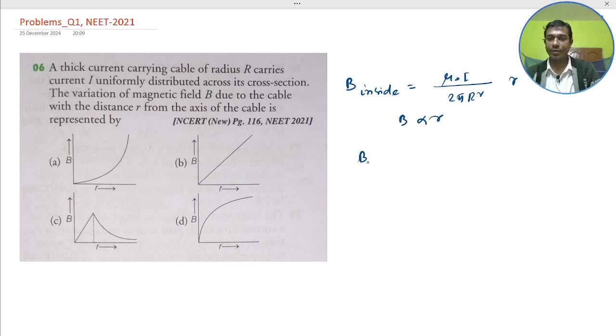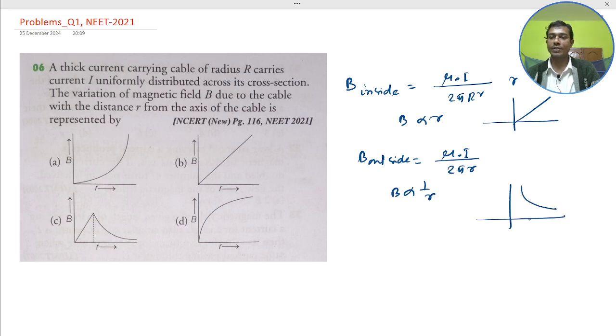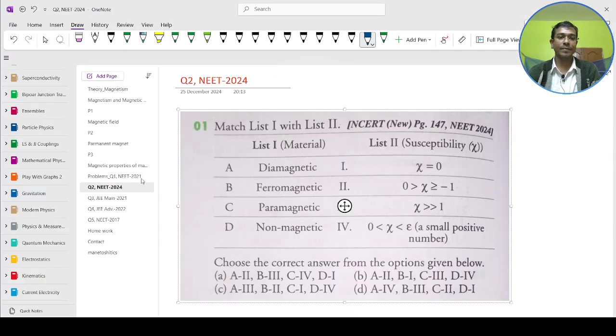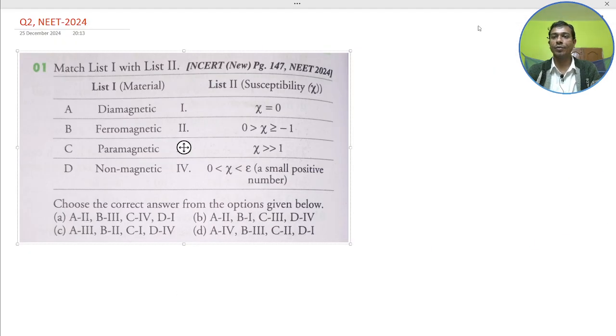So proportional to r inside, and for B outside it is mu naught I by 2 pi r, so this is proportional to 1 by r. Proportional to r is this one, and proportional to 1 by r is this one. You just come to know from the play with the graph section, for the JEE Main and Advanced mathematics skill, so C would be our correct answer. This would be proportional to r and this is 1 by r.